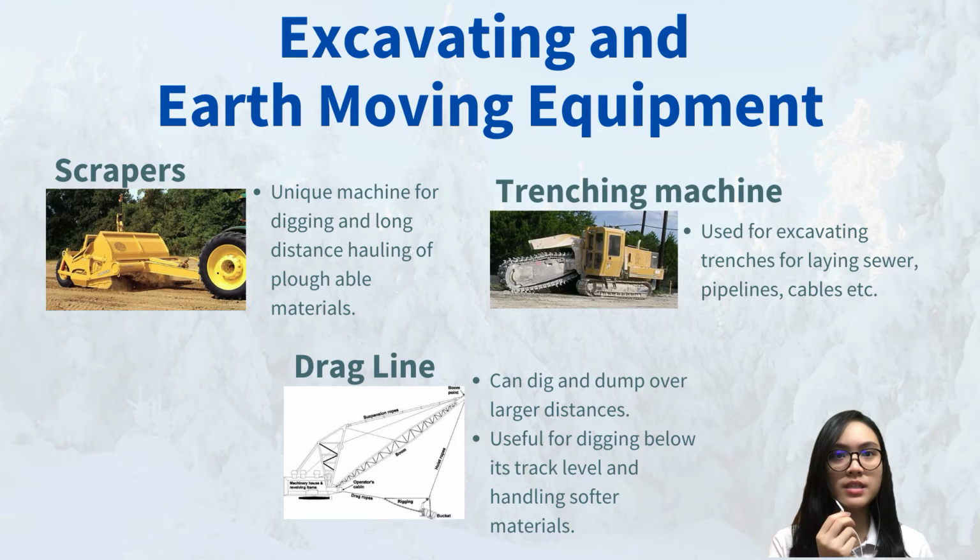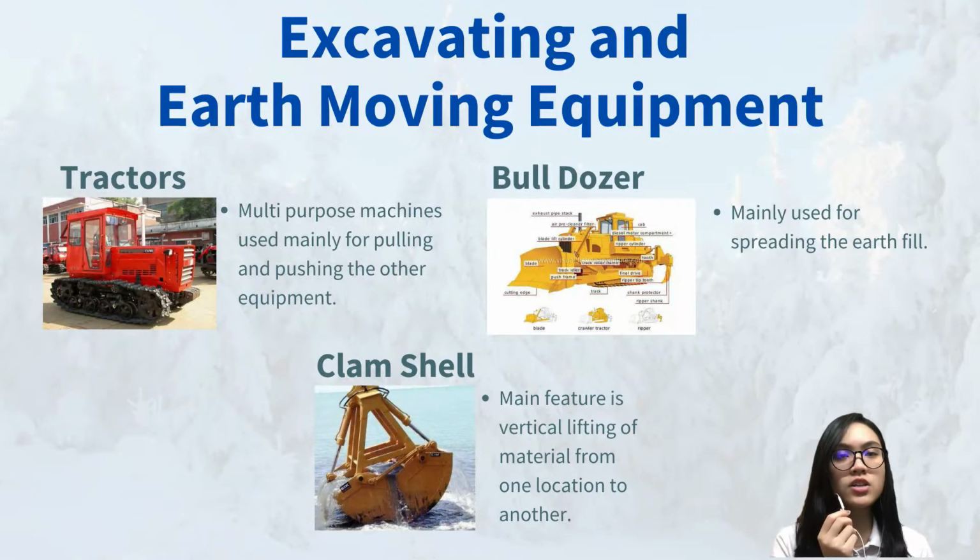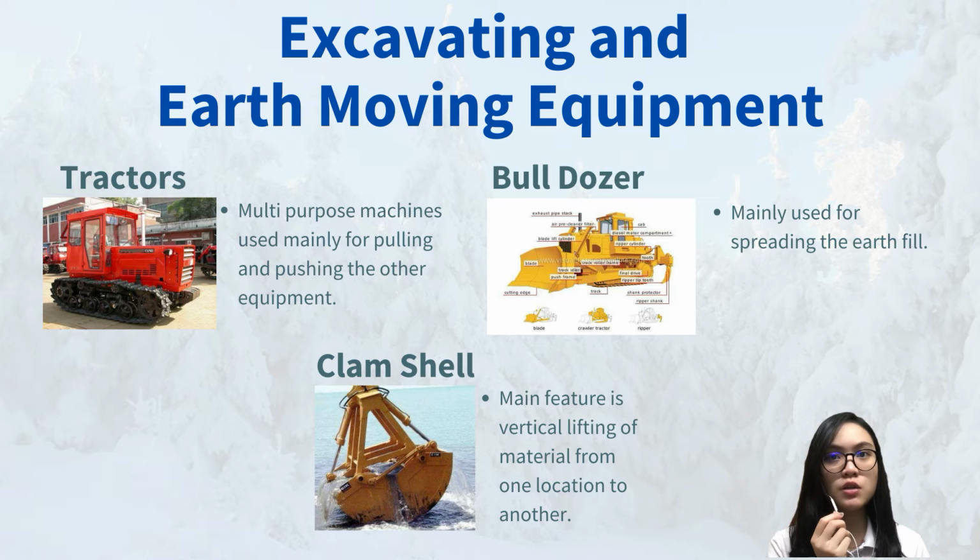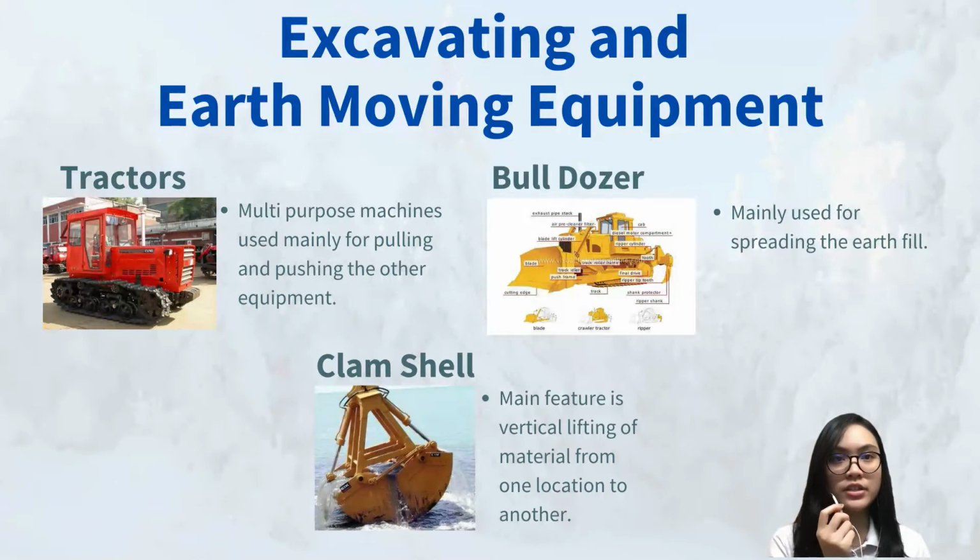Next, scrappers is a unique machine for digging and long-distance hauling. Stretching machine is used for excavating pipelines and others. Draglines is useful for digging below its track levels and handling softer materials. Then, tractors is a multi-purpose machine used mainly for pulling and pushing the other equipment. Bulldozer is mainly used for spreading the earth field, and the main feature for the clamshell is vertical lifting of a material from one location to another.